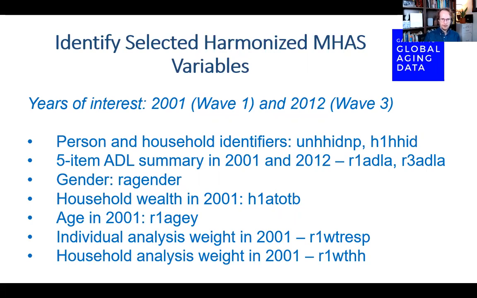We have a 5-item ADL summary that's created. We're going to look over 2001 and 2012, so that's wave 1 of MHAS and wave 3 of MHAS. That variable is called ADLA, and we'll get versions R1 and R3 of that. Our gender variable, as we saw, and our household wealth variable, as we saw, we'll get a variable for their age at wave 1. And we'll get household analysis weights for 2001 also.